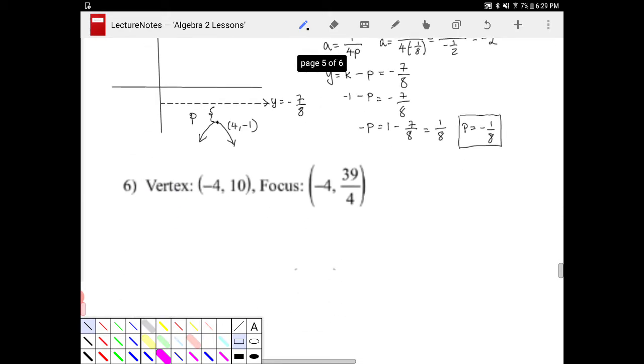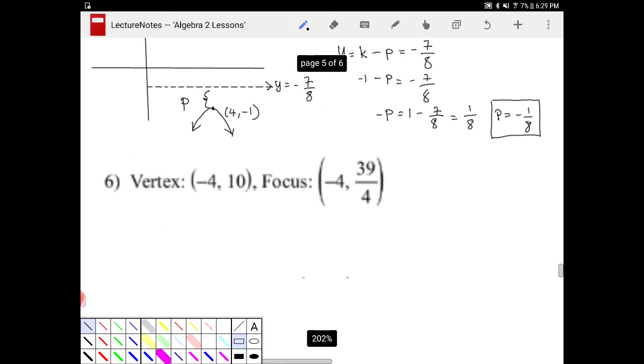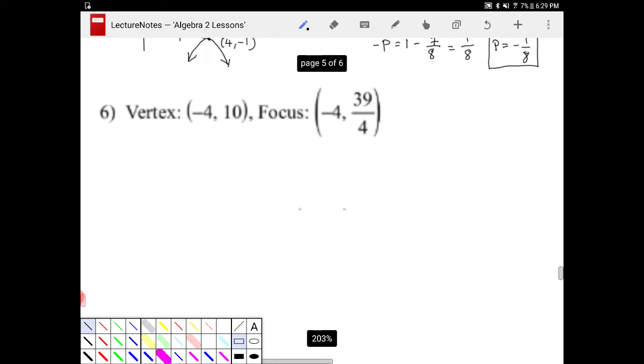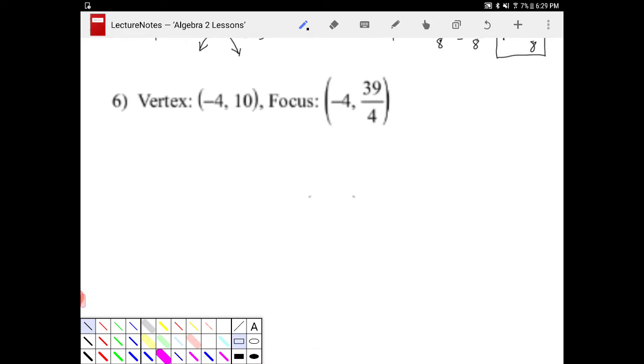Let's do it again now, okay? This time, given slightly different information, I'm told the vertex and the focus. So in this case, let's again try to plot out the information. I see here that I have a vertex located at (-4, 10), and then I have a focus at (-4, 39/4).